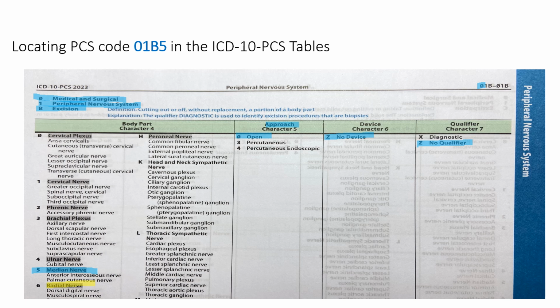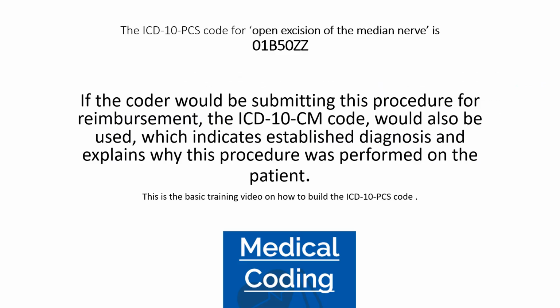So now the coder has a 7-character code, which is 01B50ZZ. This is the correct code for the procedure of open excision of the median nerve. However, in addition to this PCS code, the medical coder would reference ICD-10-CM for a diagnostic code, which is necessary to have with the PCS code.